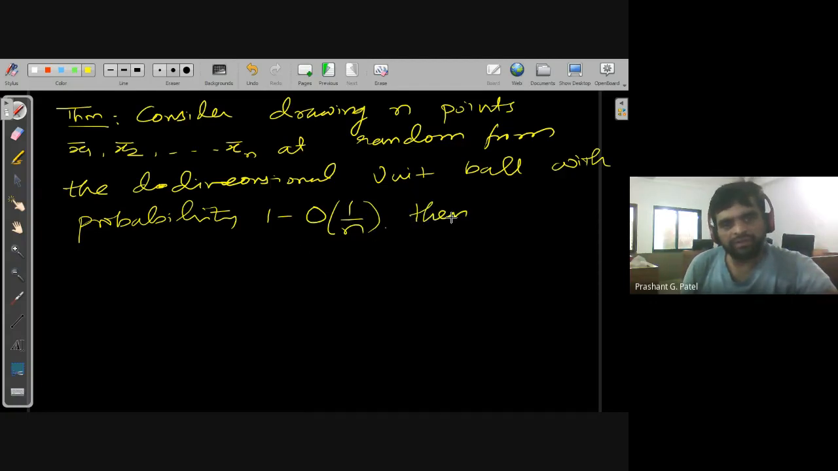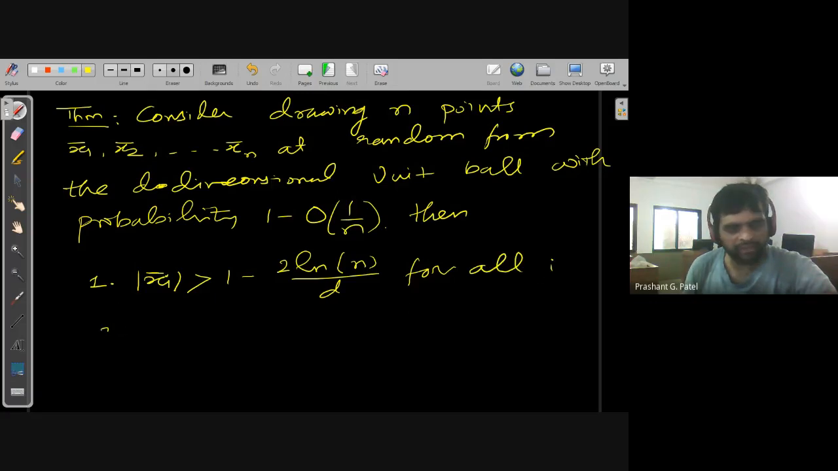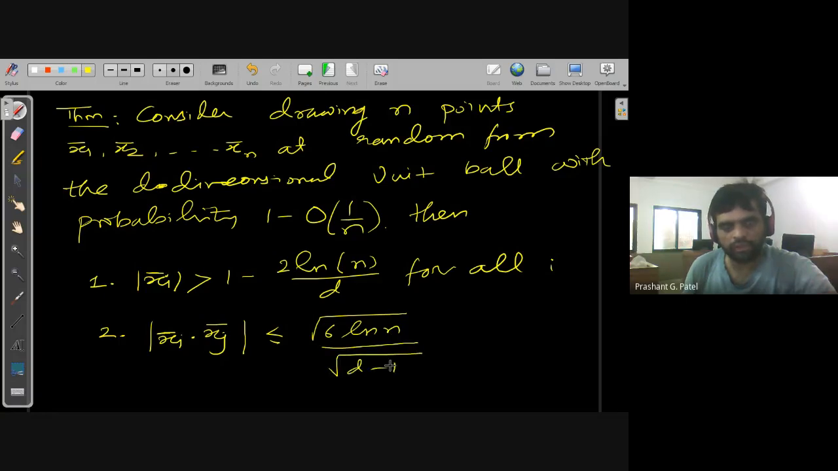The first one is that the norm of xi is greater than 1 minus 2 ln n upon d, for all i. The second one is that the dot product between xi and xj is less than or equal to square root of 6 ln n upon square root of d minus 1, for all i not equal to j.